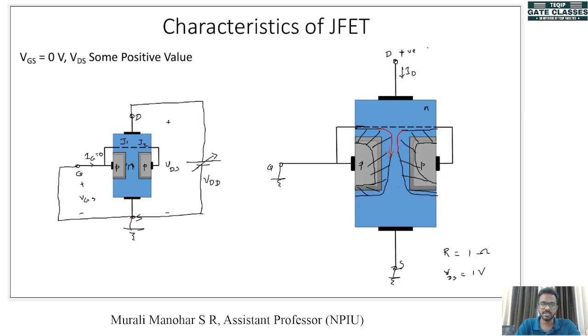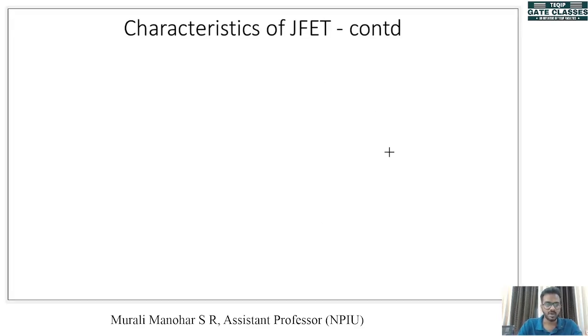If there was an input characteristics, it would be between VGS and IG. Since IG is 0, there is no input characteristics. But there is a characteristics between VGS and ID, because ID is controlled by VGS, right? So that characteristics is called transfer characteristics.